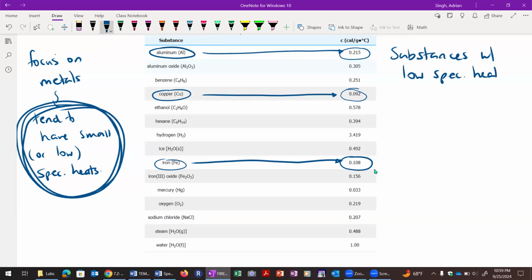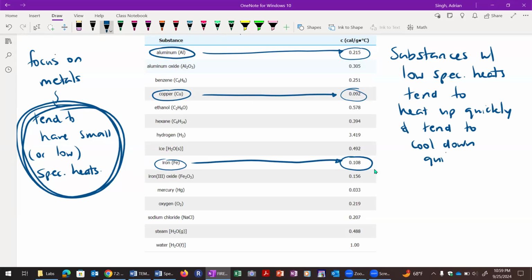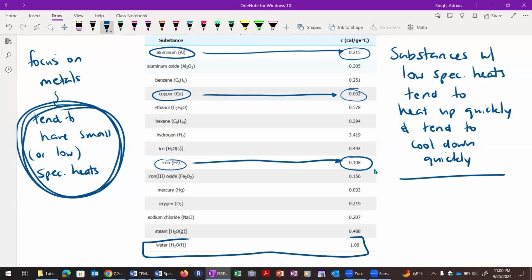tend to heat up very quickly because you don't need to provide a lot of energy, a lot of heat energy, to increase their temperature. And by the same token, they also tend to cool down very quickly as well. Okay, and especially when you think about it in comparison to something like liquid water down here.